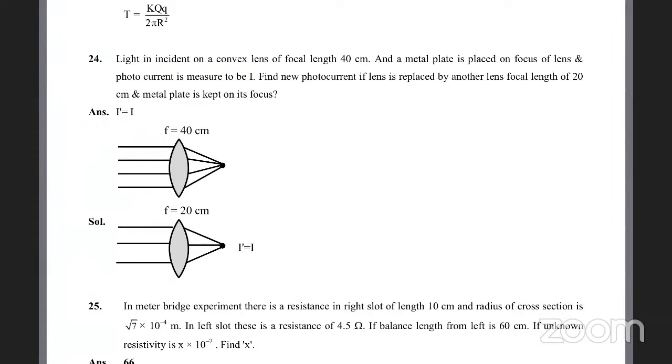Look at the next question. The question is from ray optics. A light is incident on a convex lens of focal length 40 centimeter, and a metal plate is placed at the focus. Photocurrent is measured. Find the new photocurrent if the lens is replaced with another of focal length 20 centimeter, with the metal plate kept at its focus. Since the metal plate is placed at the focus, all the rays will focus at one point. So the intensity remains the same.